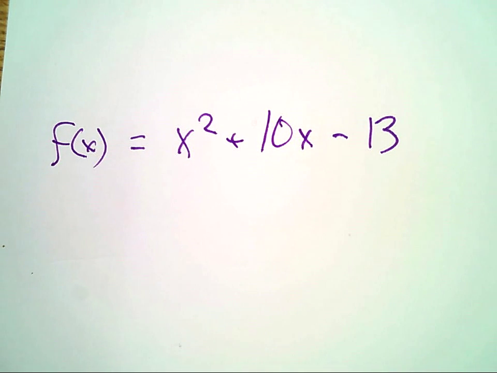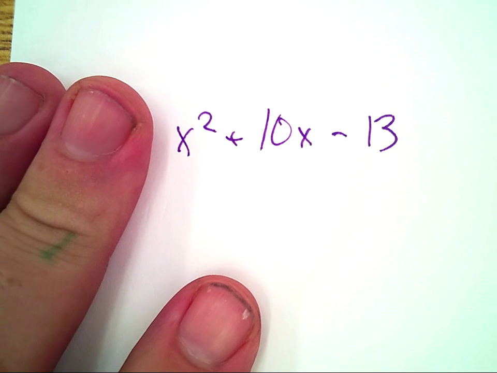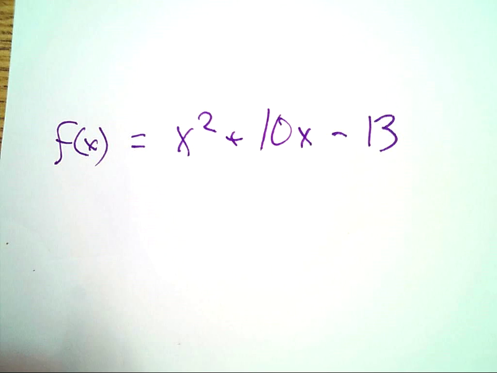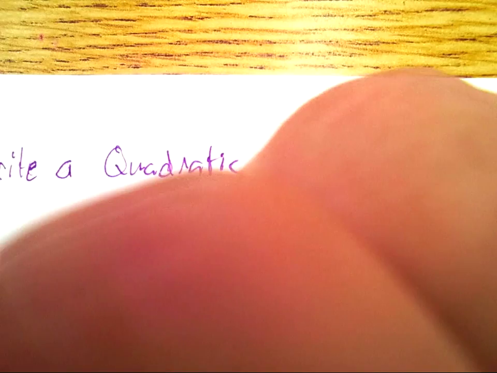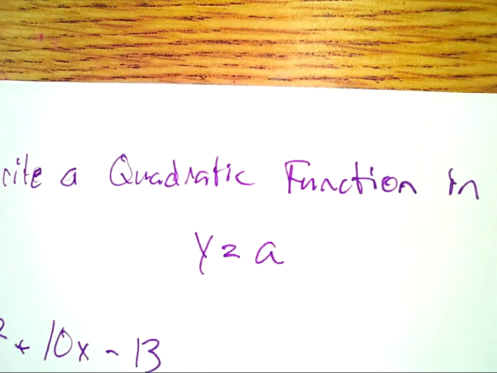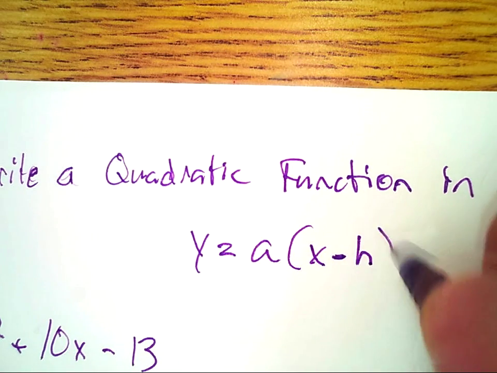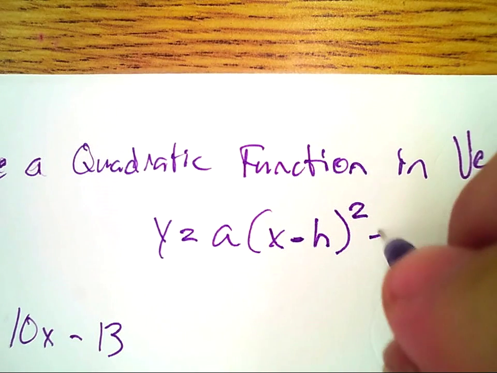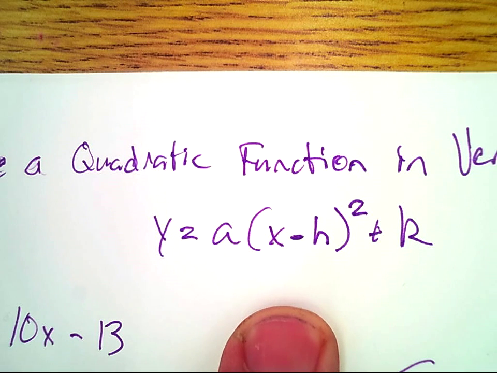That's right. The other ones, we just had like x squared plus 10x equals 13, right? Now we have f of x equals, and it's in standard form. So we're going to do it in vertex form. You guys remember what vertex form is? I hope so. Y equals a times x minus h squared plus k. We're going to put it into this form, and that way we can find the vertex real quick if we wanted to.